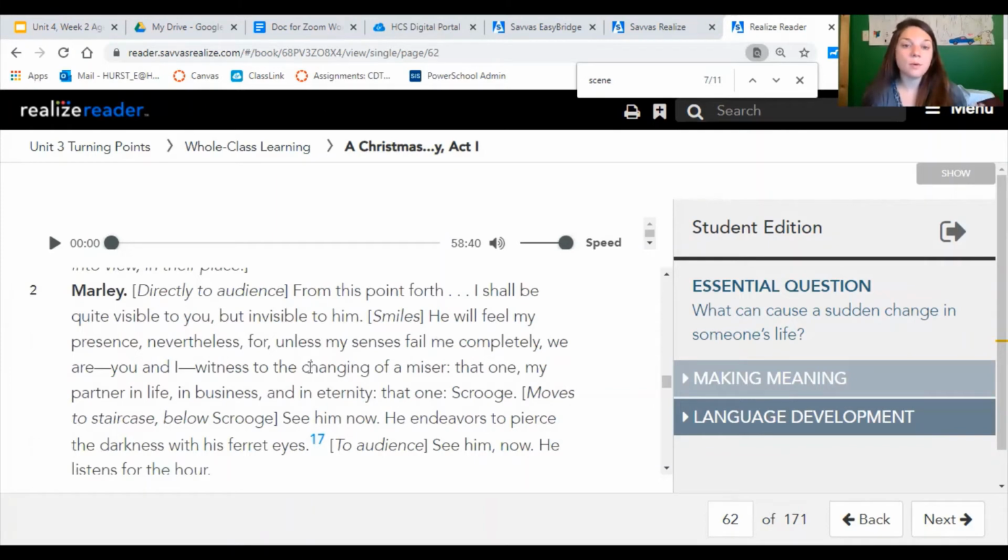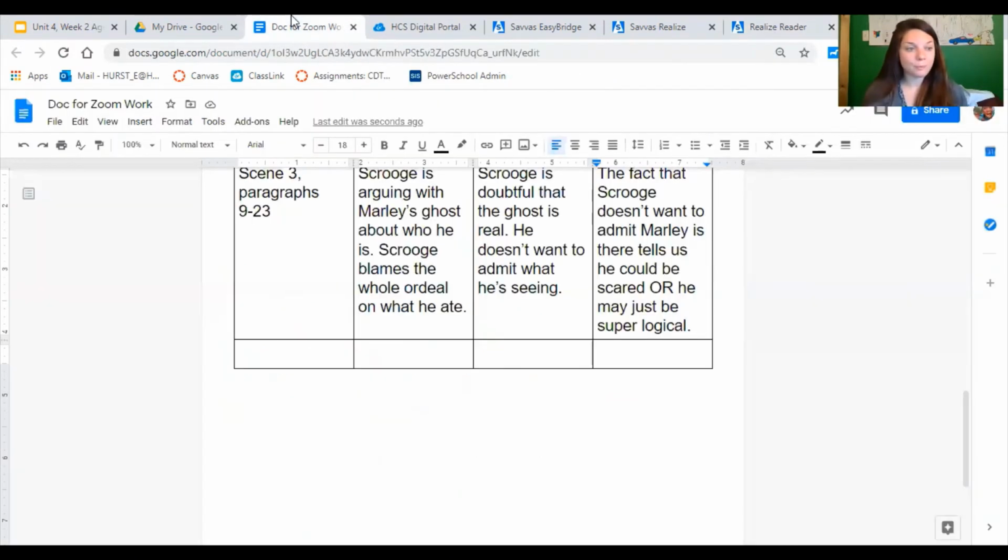From this point forth, I shall be quite visible to you, but invisible to him. He will feel my presence nevertheless, for unless my senses fail me completely, we are, you and I, witness to the changing of a miser. That one, my partner in life, in business, and in eternity, that one, Scrooge, see him now. He endeavors to pierce the darkness with his ferret eyes. See him now. He listens for the hour.